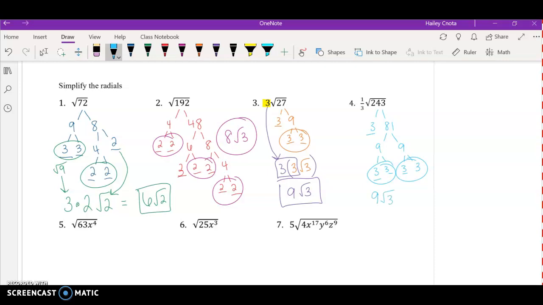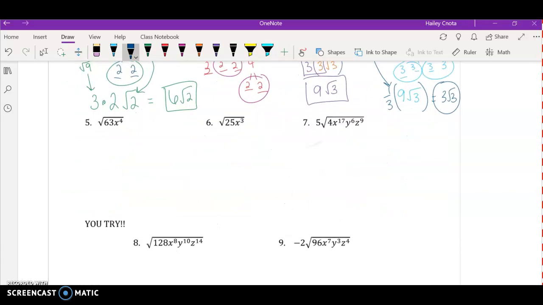Notice how that actually is the exact same thing that we just got for the last one. But keep in mind, we still have this little 1/3 out in front. So we need to multiply this by 1/3, which is the same thing as dividing by 3. So our final answer is 9 divided by 3, which is 3.